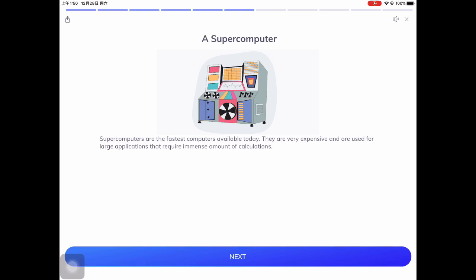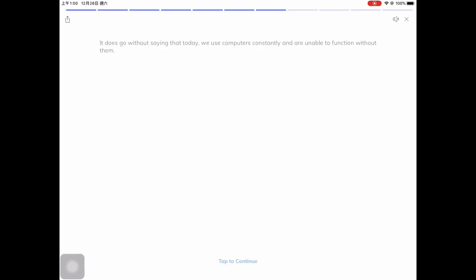It does go without saying that today, we use computers constantly and are unable to function without them. We might as well re-edit the march of progress. Computers today are smarter than most of us, and we are building them to become smarter still.